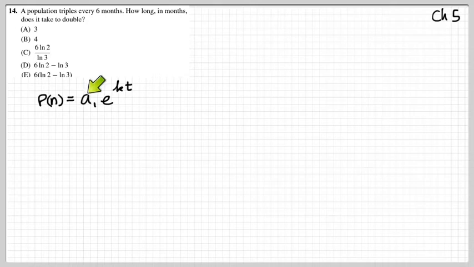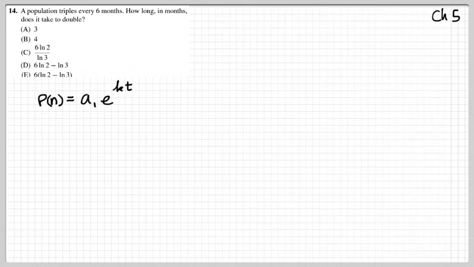You'll see this, instead of saying a sub 1, you'll see P naught, which is P with the little baby 0 right here. It doesn't matter. This is the starting population, and this is where you're at after growth or decay happens. This right here, the e to the kt, is the growth or decay. Since we're growing, the k is going to be positive. All right, so let's go off of what it says.